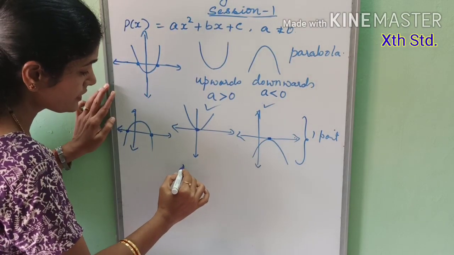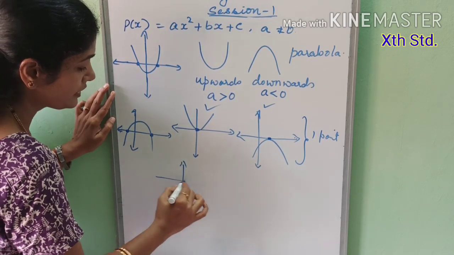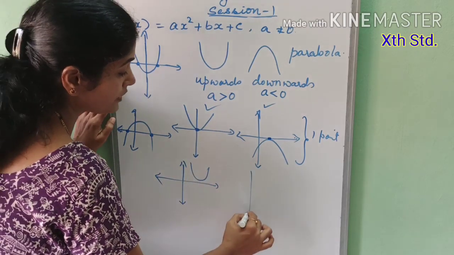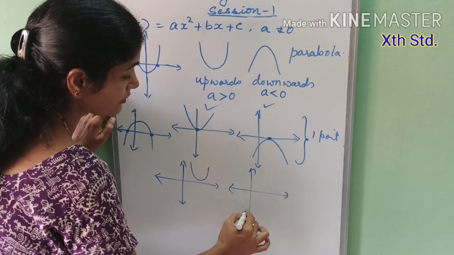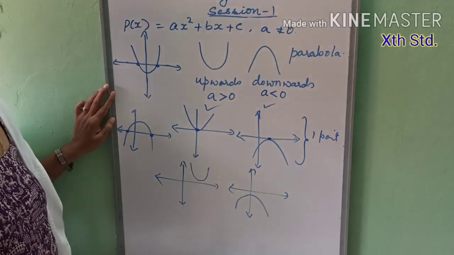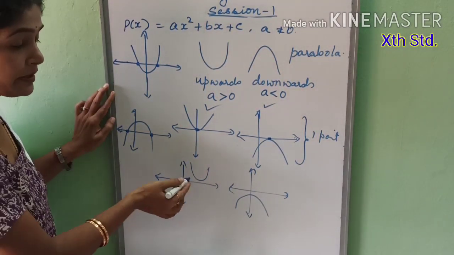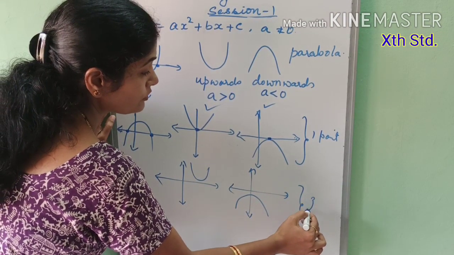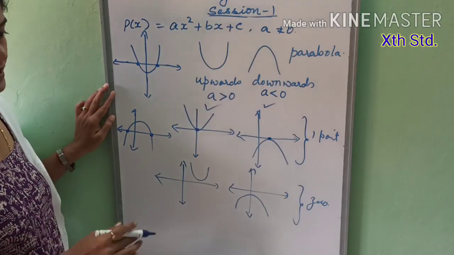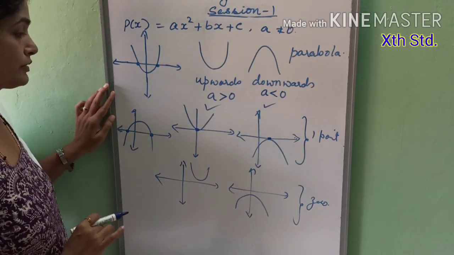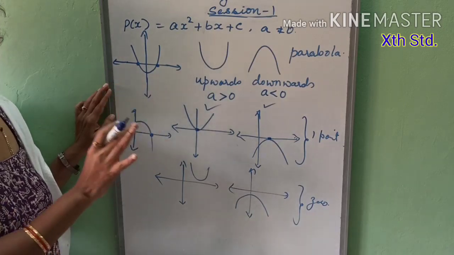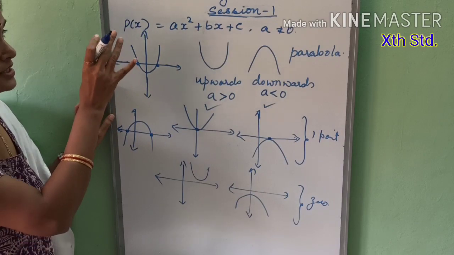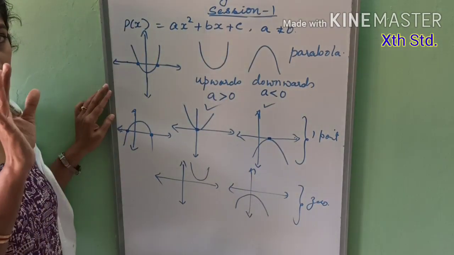Now sometimes for some quadratic polynomials, the curve may not intersect the x-axis at all. This possibility is also there, right? There is no point of intersection with the x-axis, zero. Then what can we conclude? Just looking at the graph, you can tell how many solutions the given quadratic polynomial has.